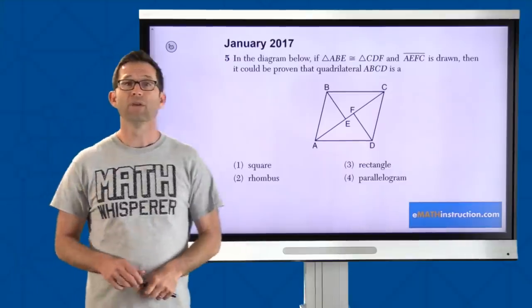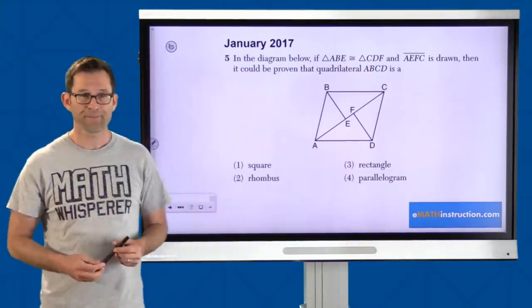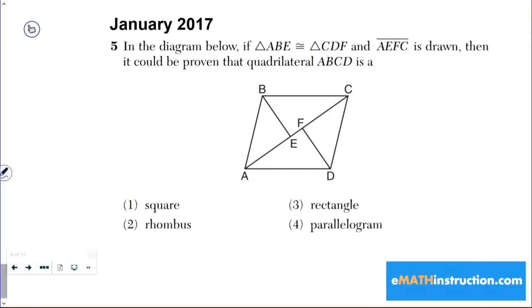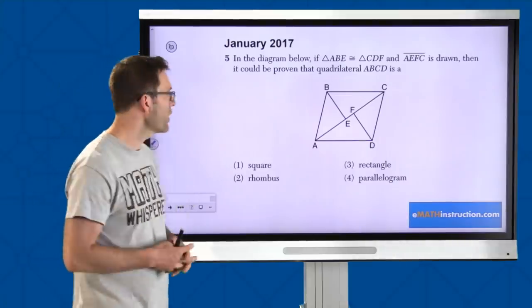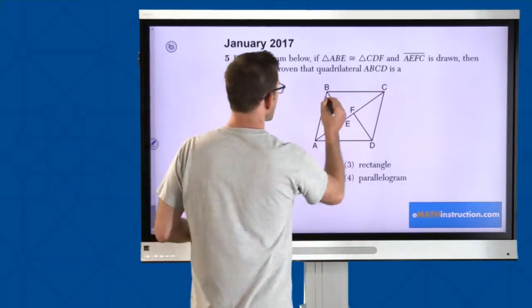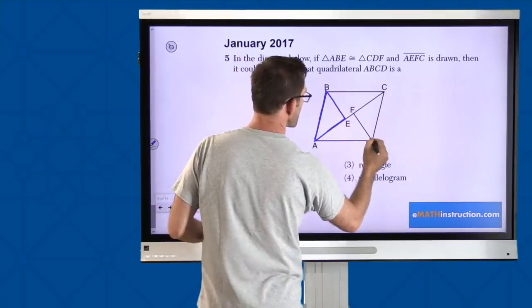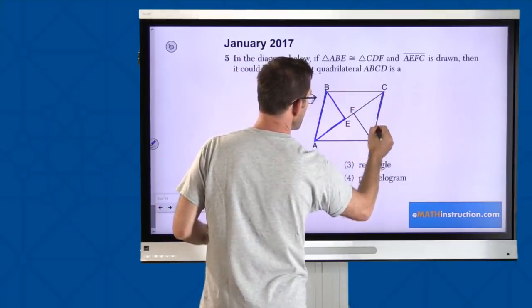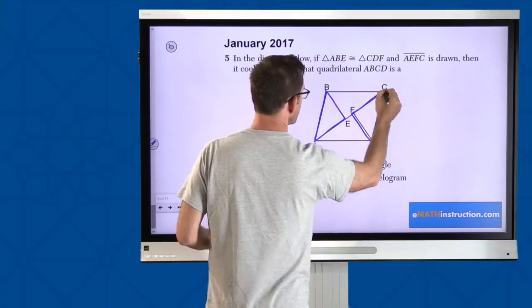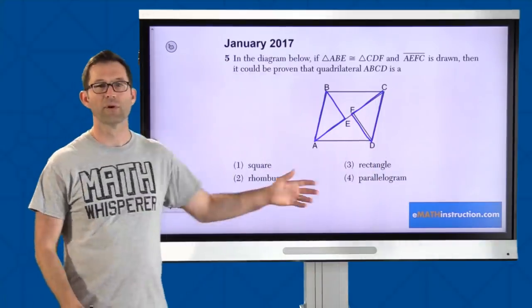Okay, last problem. January 2017. All right, in the diagram below, if triangle ABE is congruent to triangle CDF, and AEFC is drawn, then it could be proven that quadrilateral ABCD is a which, right? So right now they're saying to me, oh, all right, like ABE, this triangle, is congruent to CDF. All right, and that's enough to prove which one of these.